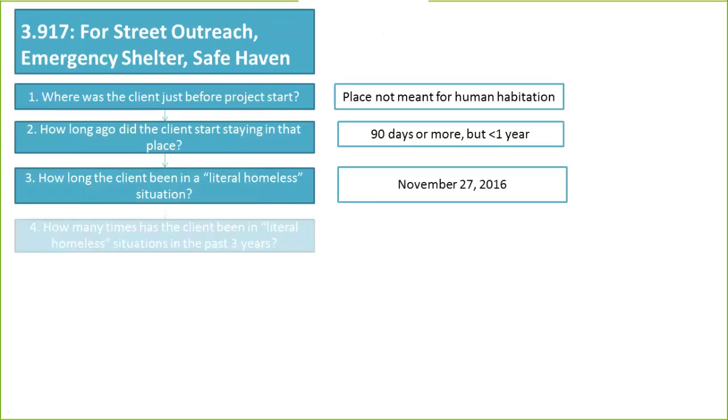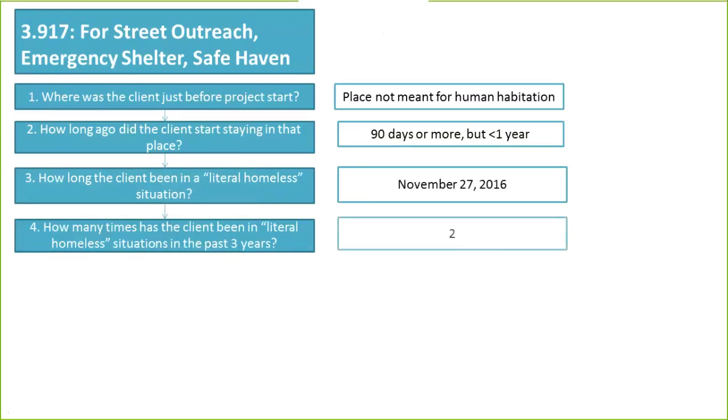The case manager discusses with John whether he'd stayed in a shelter or on the streets any other times in the last 3 years. There's no record of any other enrollments in the system, but John does recall that he stayed in a shelter in another state for 3 months in 2015. That was the only time other than this current occasion, so the response to field 4 is 2 times.